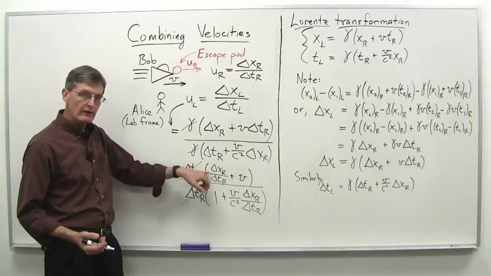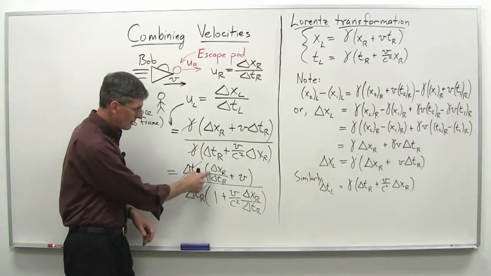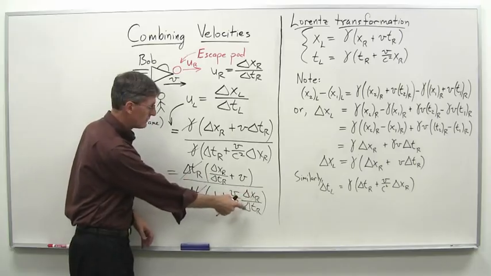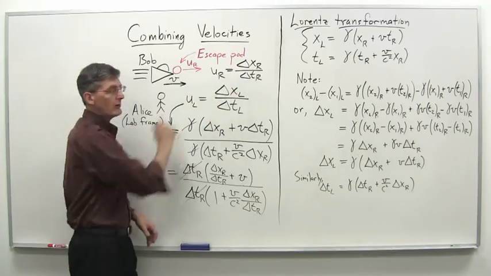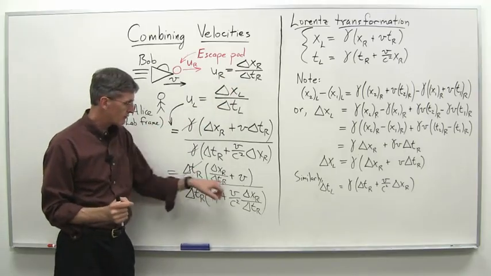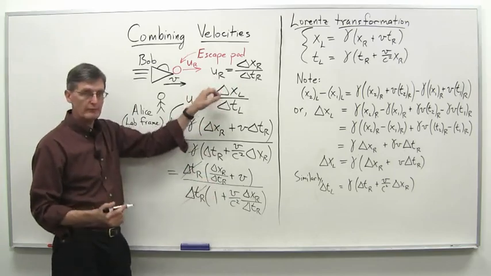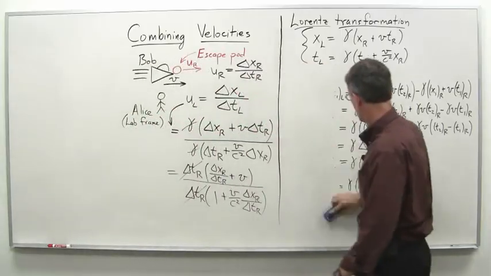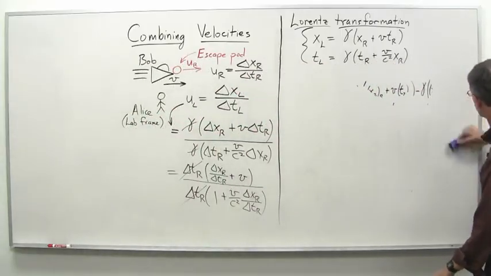Well, look what we've got inside here. I've got a delta x sub r over delta t sub r. Another one down here, actually, delta x sub r over delta t sub r. And that is u sub r, by definition. So I can replace this and this with just the value u sub r that Bob is going to tell us. And now we'll erase this over here so we can write it nicely.